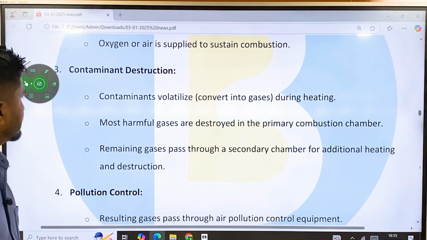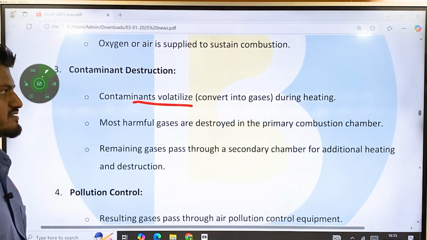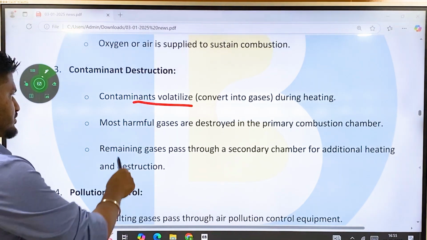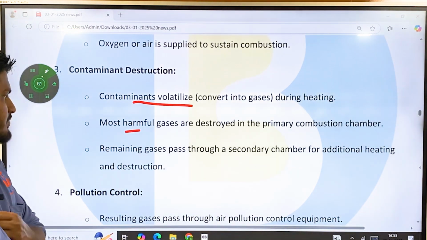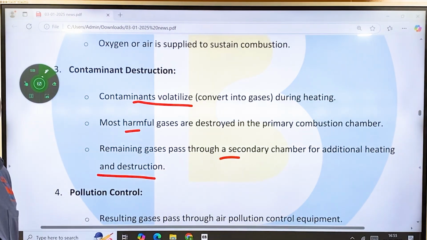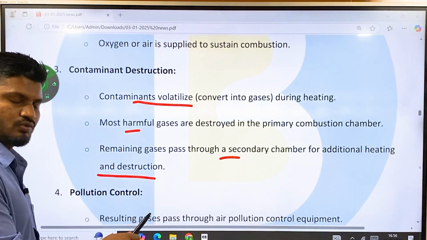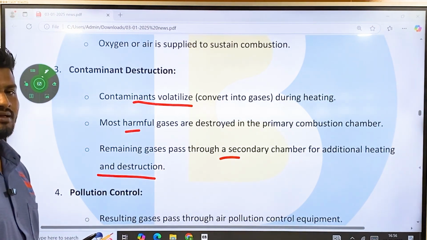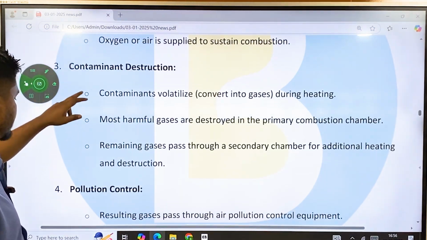Then, what is contaminant destruction? The third process is that contaminants volatilize, which are converted into gases during the heating. Most harmful gases are destroyed in the primary combustion chamber, and the remaining gases are made to pass through a secondary chamber for additional heating and destruction. Meaning, if certain gases escape from the primary combustion, they are made to go through the secondary combustion so that even the slightest remnants of gases do not remain.